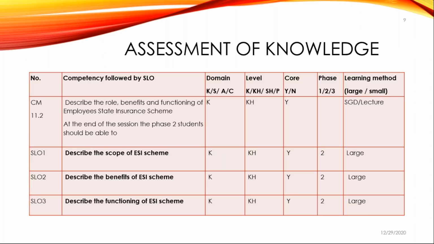Moving on to the next part, which is short answer question. We have 2 questions prepared on 2 different competencies. The first competency on which a short answer question has been prepared is competency 11.2, which talks about: describe the role, benefits, and functioning of the Employee State Insurance scheme. At the end of the session, the student will be able to describe the scope, benefits, and functioning.